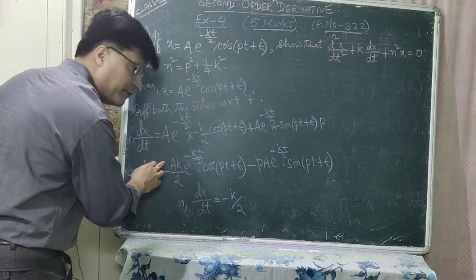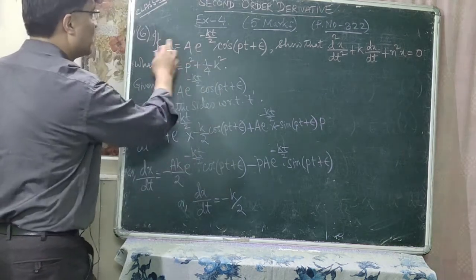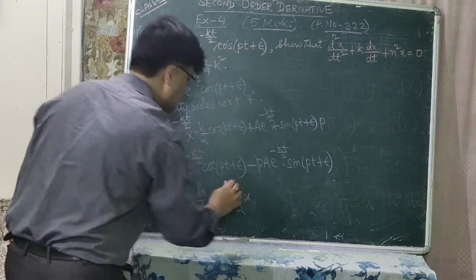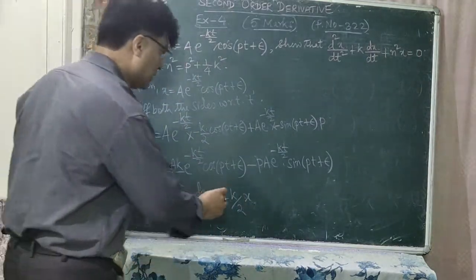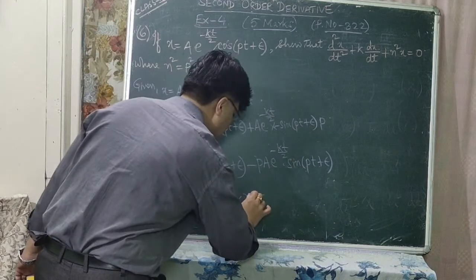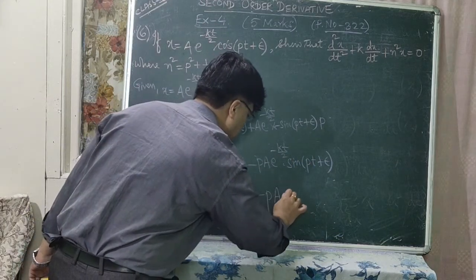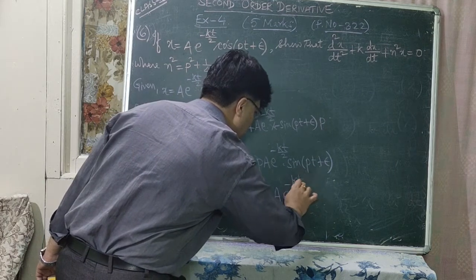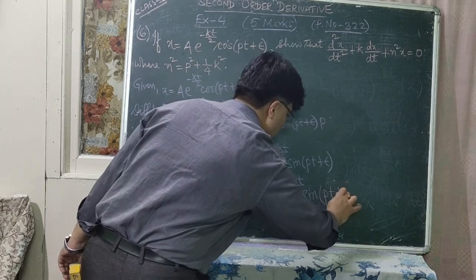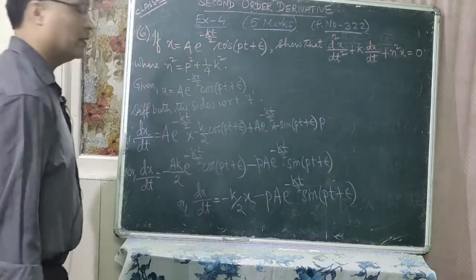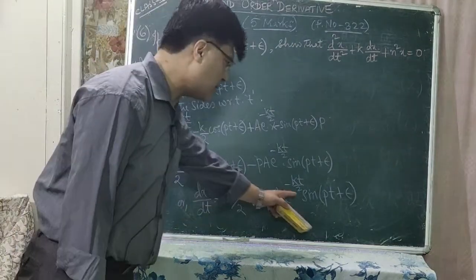So now instead of capital A e to the power minus kt by 2 cos pt plus epsilon, you can write it as x. This is your x. Is that clear? So then this function is kept as it is. That is minus p capital A e to the power minus kt by 2 and this sine pt plus epsilon. So I think you have understood it. So we got this result now.